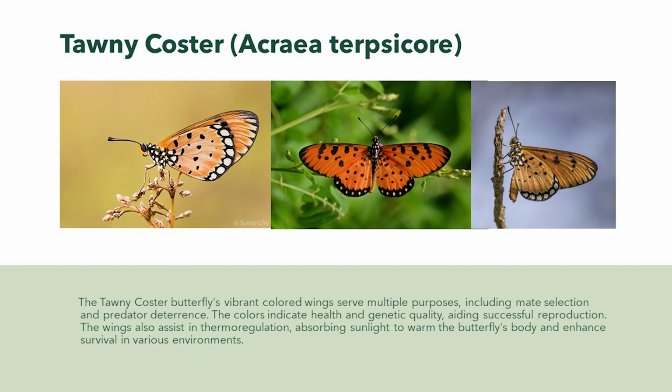As for the Tawny Coster, the butterfly's vibrant colored wings serve multiple purposes, including mate selection and predator deterrence. The colors indicate health and genetic quality, aiding successful reproduction. The wings also assist in thermal regulation, absorbing sunlight to warm the butterfly's body and enhance survival in various environments. The wings are usually in brighter colors as they reflect sunlight better, which helps keep the butterfly's body cool and not overheat.